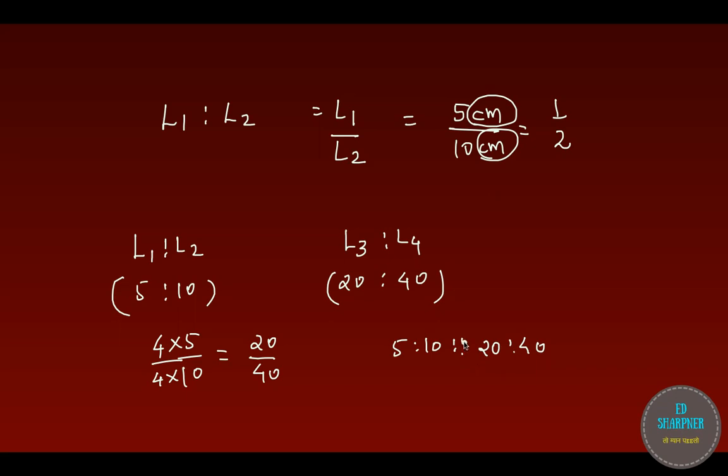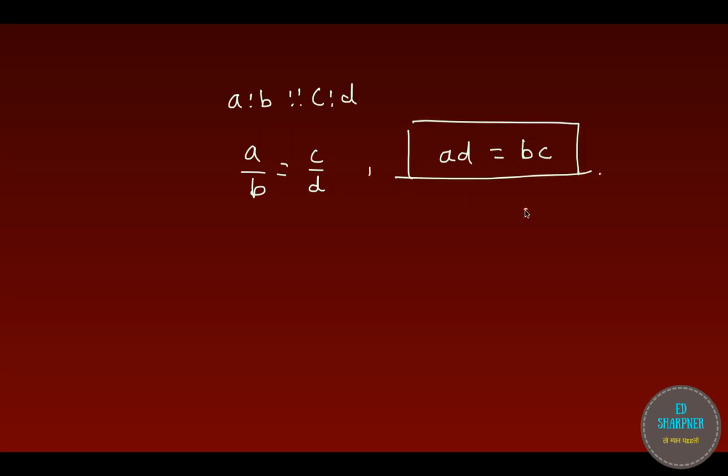So let's come back to the proportion again. If I have two pair of ratios which are in proportion, let's say A is to B is equal to C is to D, I can write A divided by B equals C divided by D, and therefore I can write AD equals BC, and this is how I can define the proportion. When two ratios are equal, A/B and C/D, then I can write AD equals BC.